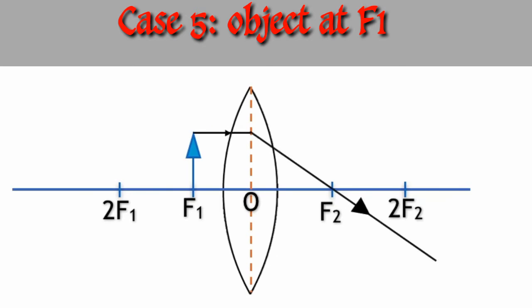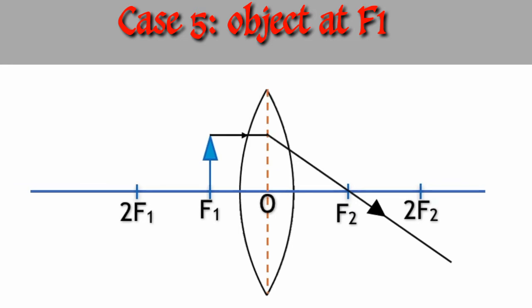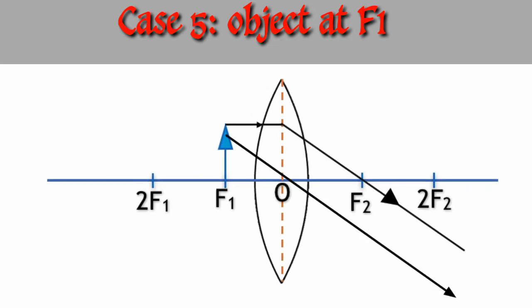Consider an object at f1. From the top point, the first light ray we can consider parallel to the principal axis, then after refraction it passes through the focus. And the second one, we can consider the light ray directed towards the optic center; it moves without any deviation.